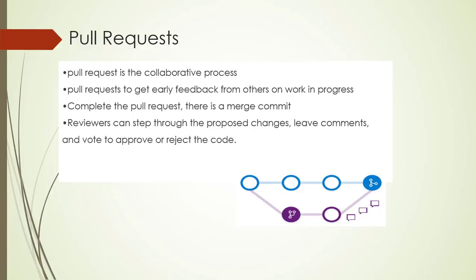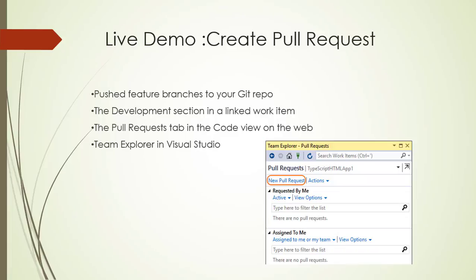Coming to the features we have when creating a pull request: first, you need to push the changes or features into the particular branch of your Git repository. Then you link to your work item, the particular item you are working on, and you view the code on the web portal. Then you can review the comments, make the changes, everything you want.